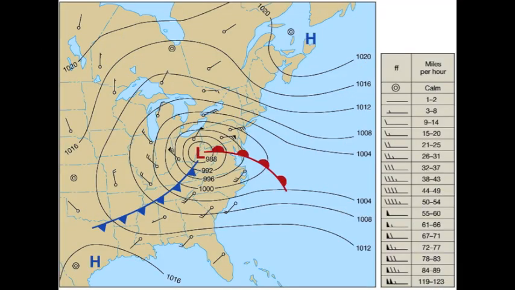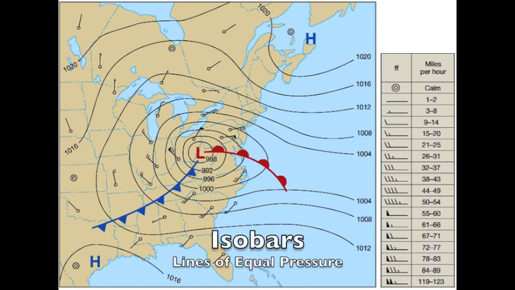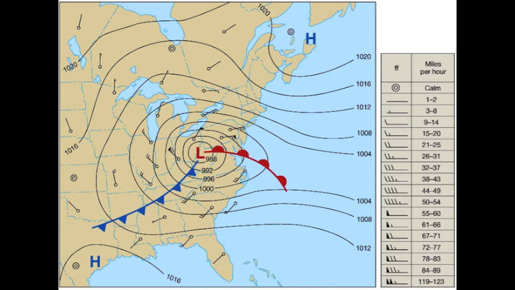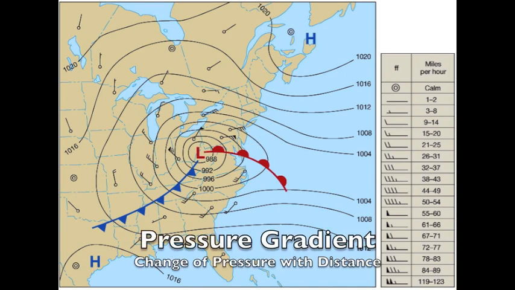On a weather map, the black line surrounding a high and a low would be isobars. These are lines of equal pressure. And whenever the isobars are packed closely together, that means there's a strong pressure gradient or a strong change of pressure with distance.